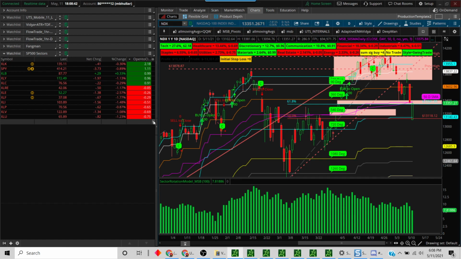And I didn't do it from scratch. I basically took an existing study inside of Thinkorswim, which I'll show you. And then I just made some extensions to it based on what I think is the right way of doing it. So as you can see on the very top, we can see the various S&P 500 sectors.